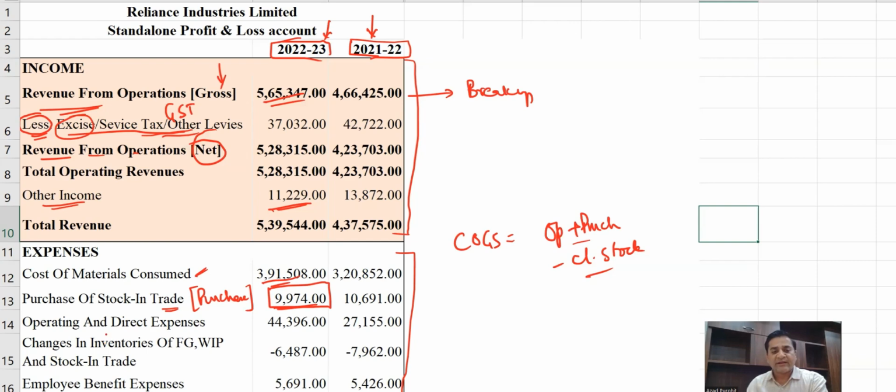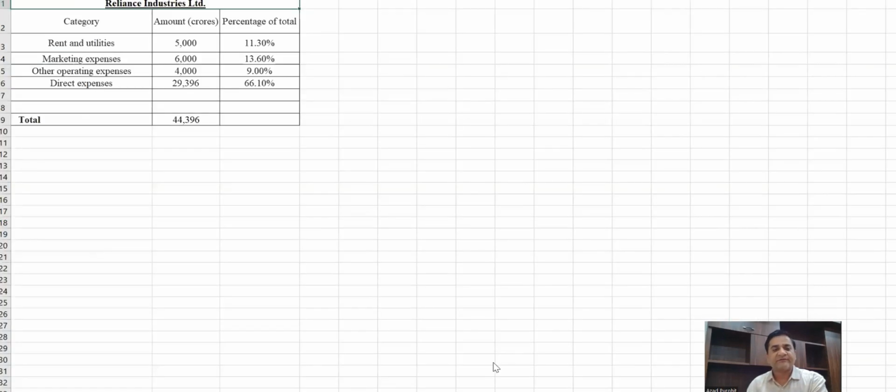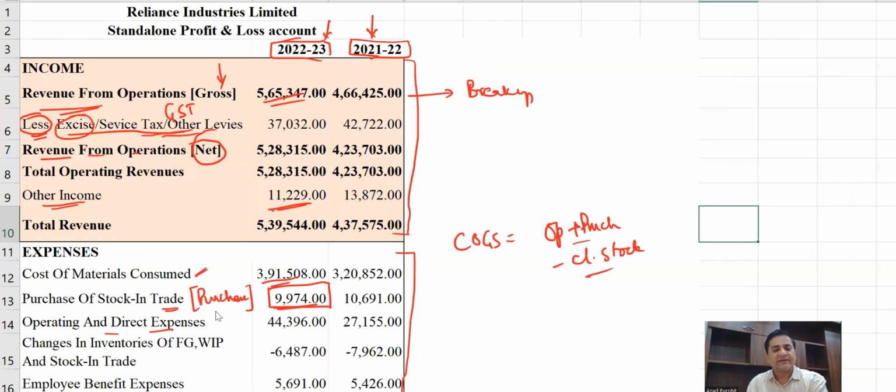Then you have operating and direct expenses. If you look at the operating and direct expenses, we find that the expenses which have been incurred are the rent and utilities, the marketing expenses, the other expenses related to operating, and the direct expenses. So these are the expenses which have been incurred by Reliance Industries during the particular year.